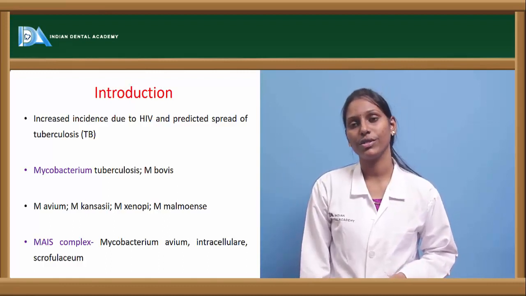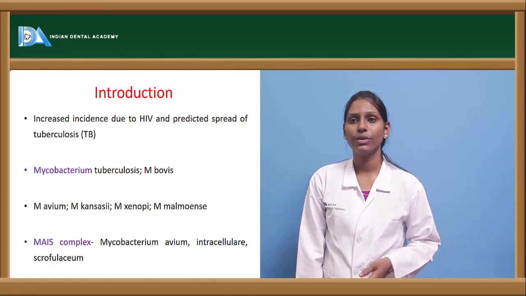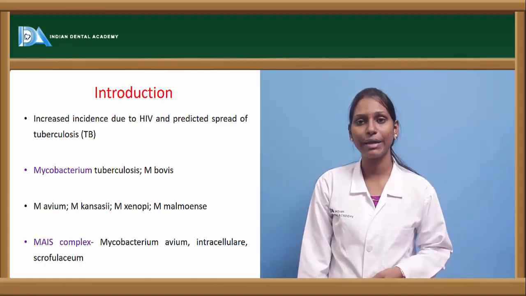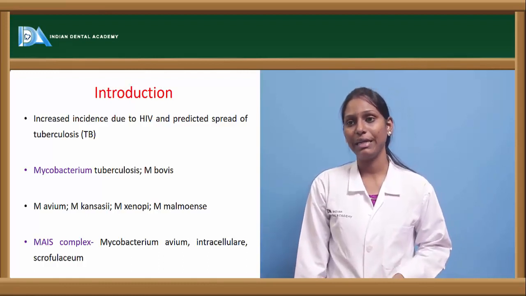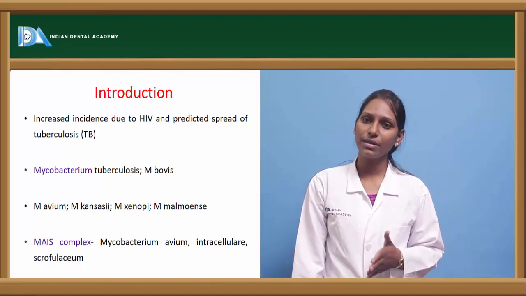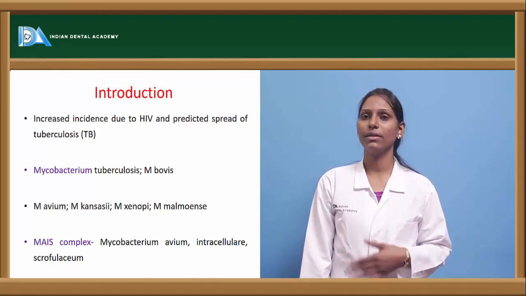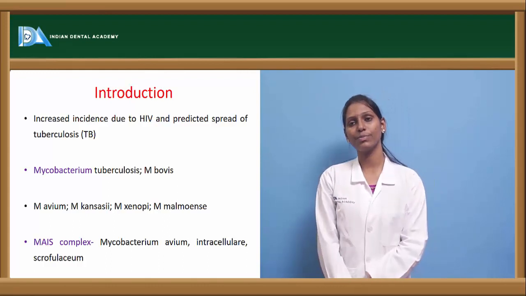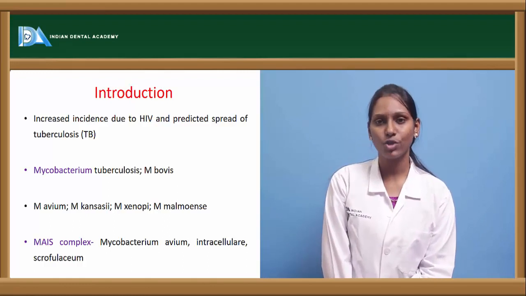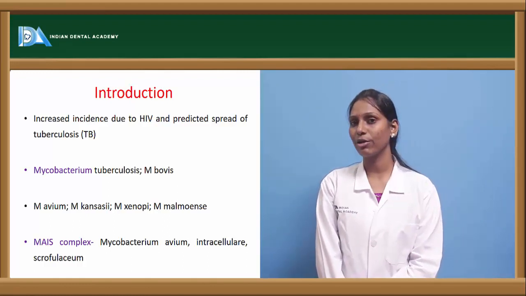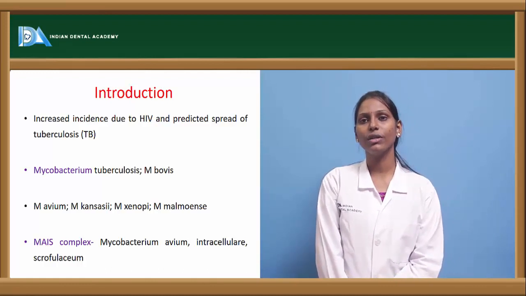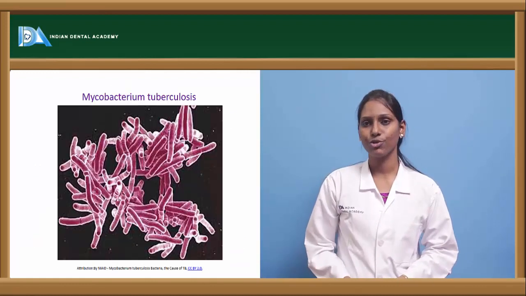of this tuberculosis. Normally, tuberculosis is usually caused by Mycobacterium tuberculosis, and other causative organisms include Mycobacterium bovis, Mycobacterium avium, Mycobacterium kansasii, xenopi, and malmoense, which are also common causative organisms for the spread of tuberculosis. Normally, there is something called the MAIS complex, which is a combination of Mycobacterium avium with intracellulare and Staphylococcus. This is also one of the causative etiologies for tuberculosis.